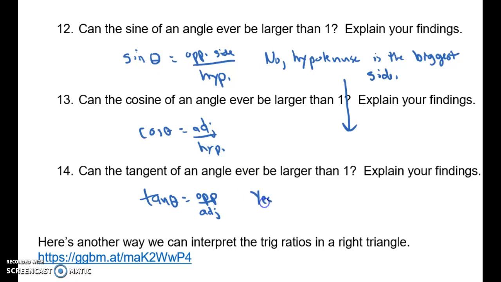So yes, when the opposite side is bigger than adjacent. So again, the sine is the ratio of the opposite side compared to the hypotenuse. The cosine is the ratio of the adjacent side compared to the hypotenuse. And the tangent is the ratio of the opposite side compared to the adjacent.